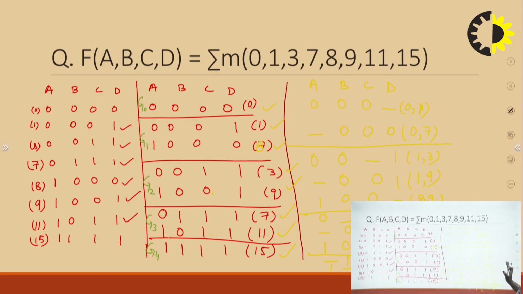So I think this step is clear. Again I am telling, first I have arranged in the ascending order, then I have written the binary against each minterm, then I have made the groups, and groups I have made by referring the number of ones in each minterm in each binary number, right?